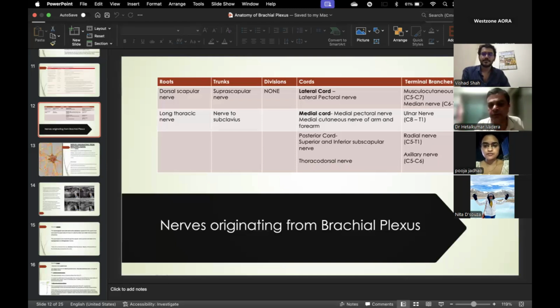Axillary block is a simple block. You know it. Which nerves do you block at the axillary level? Sir, the median nerve, ulnar nerve, radial nerve, and the musculocutaneous nerve, sir. And where does it lie? Sir, it lies between the coracobrachialis and the biceps brachii. Which nerve?